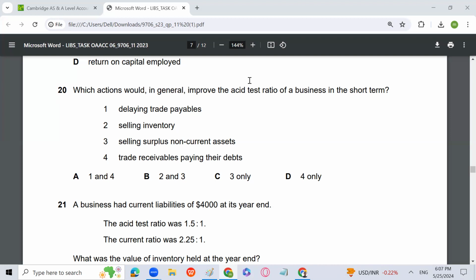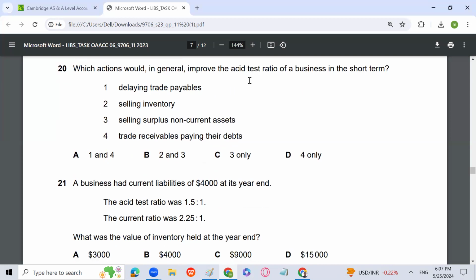Because when you sell your non-current assets, you will increase cash, but there is no increase in the trade payables. The current liabilities will remain the same. The asset test ratio will increase. Selling inventory, inventory is not a part of asset test ratio. Your cash will increase and your asset test ratio will also improve. So 2 and 3 is the answer.